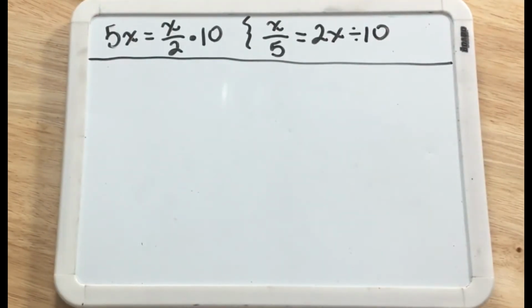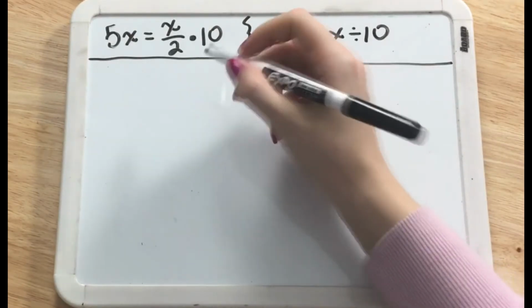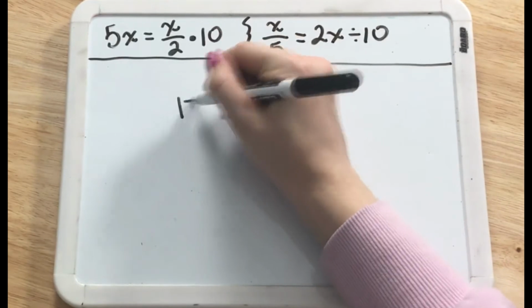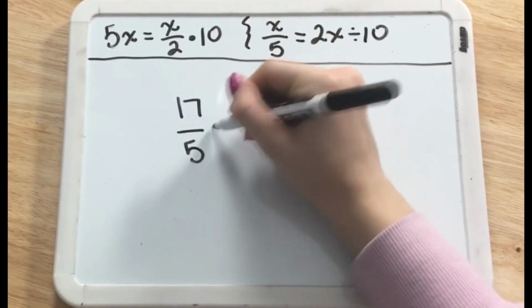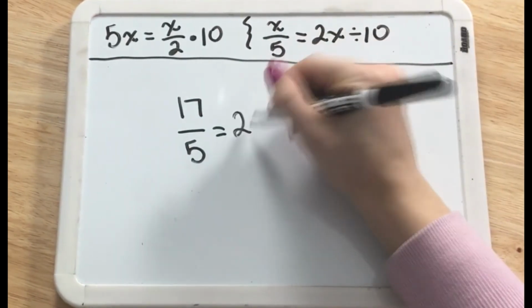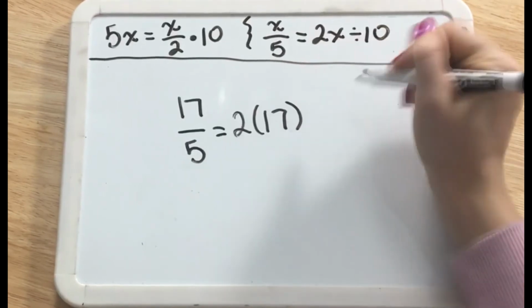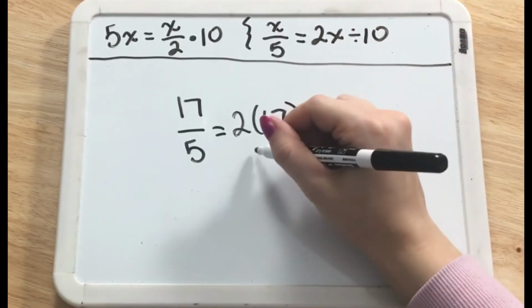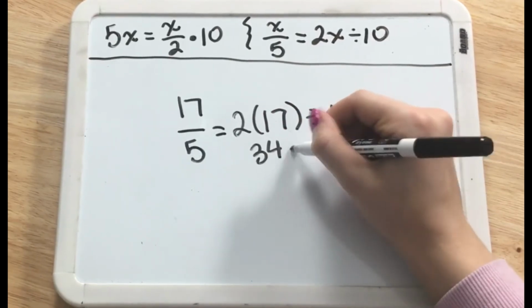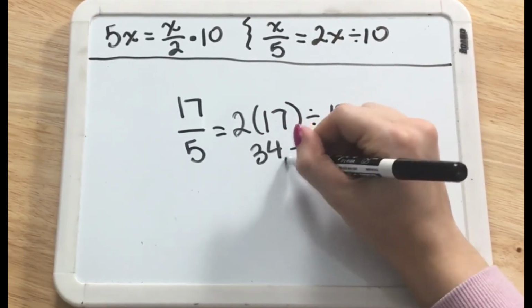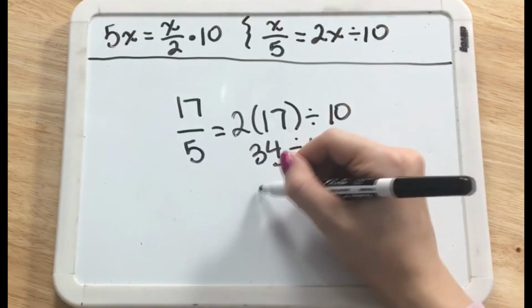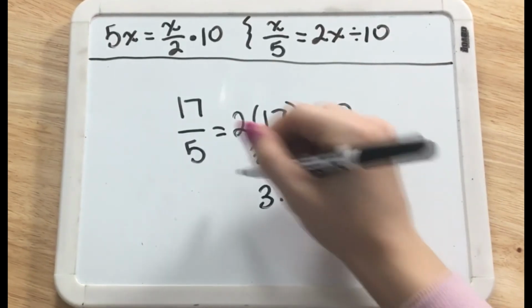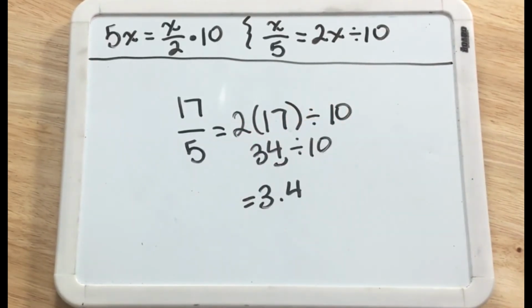So the next number I'm going to do is, let's try 17 divided by 5. That's a weird one, right? So we got 17 divided by 5. We have 2 times 17 and divide that by 10. So 2 times 17 is 34 divided by 10. So we move the decimal place 1 to the left. So we end up with 3.4. So that is what that equals.